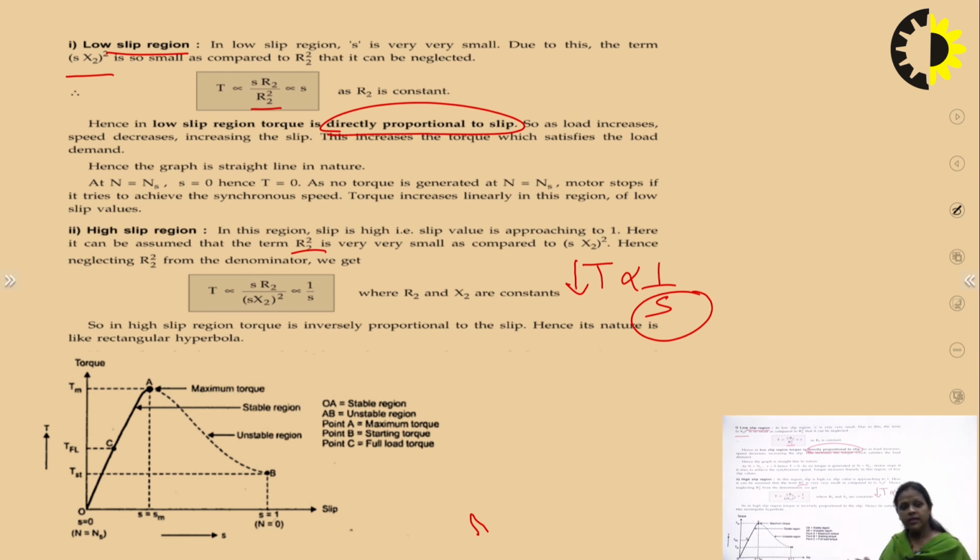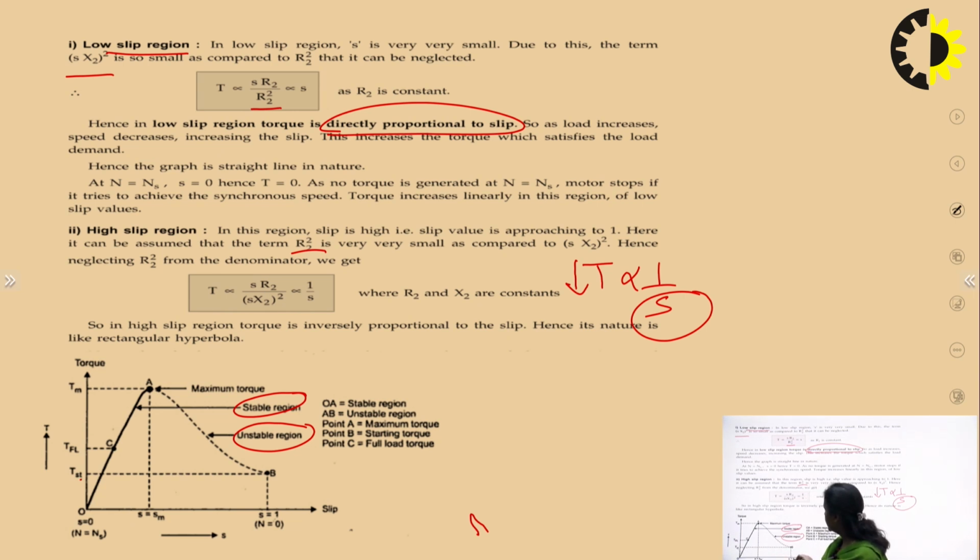This is a very important question, so whenever it comes, explain the torque slip characteristic of a 3-phase induction motor, you have to explain the low slip region, you have to explain the high slip region, you have to draw this characteristic, and you will show that this low slip region is called the stable region, the high slip region is called the unstable region. Then you have to locate all these points.